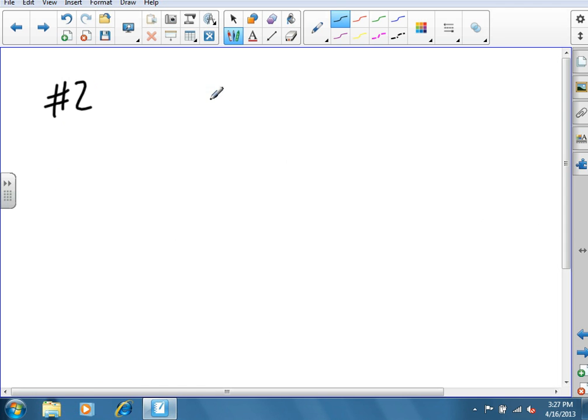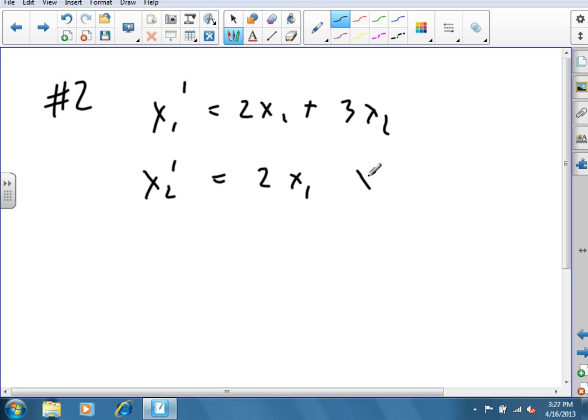Okay, so I've got x1 prime = 2x1 + 3x2, x2 prime = 2x1 + x2. I find that this is in the form x prime = Ax, where my A is [2, 3; 2, 1].